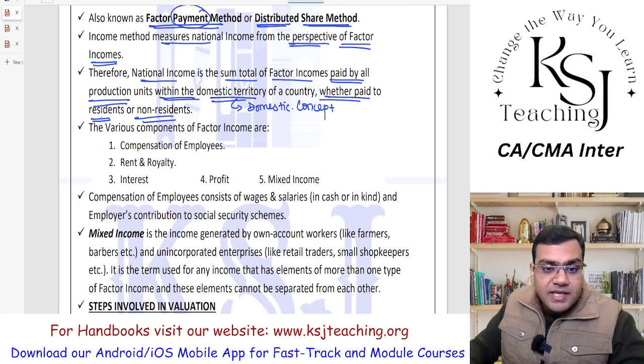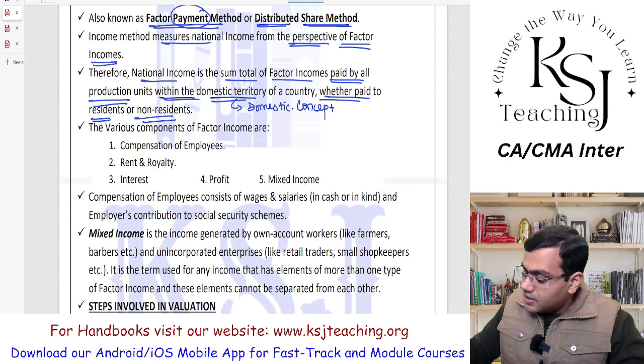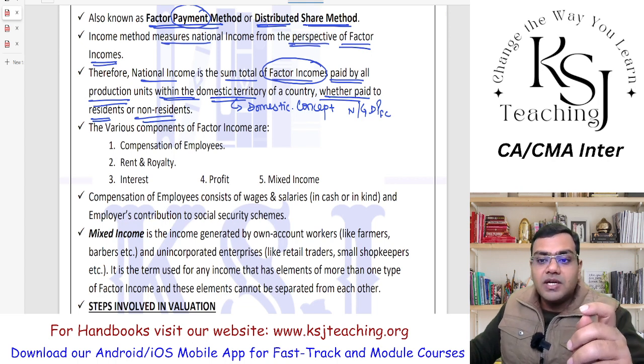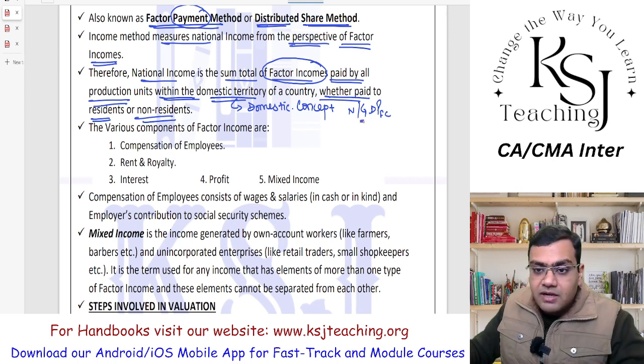Whether paid to residents or non-residents, right? Now, this is the factor payment. This is the factor cost. Now, when you are paying the factor cost in the domestic territory, what is that? It will be DP at FC. It can be gross or it can be net. If you are considering the depreciation, then it will be gross, otherwise it will be net.